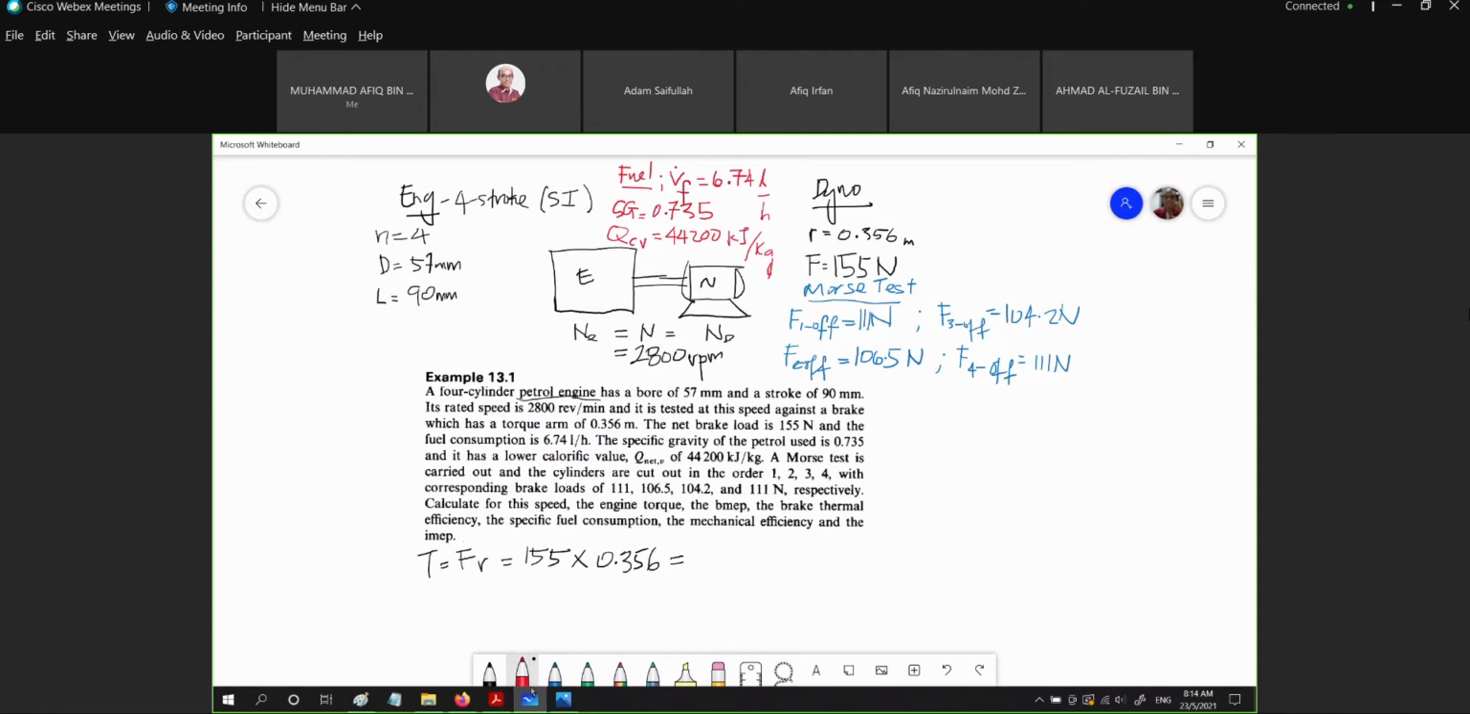Ingat the Morse test ni apa tujuan dia? Anybody can remember what is the purpose of the Morse test? Anybody? Masih ingat tak yang kita dah belajar last week? What is the purpose of Morse test? Anyone?